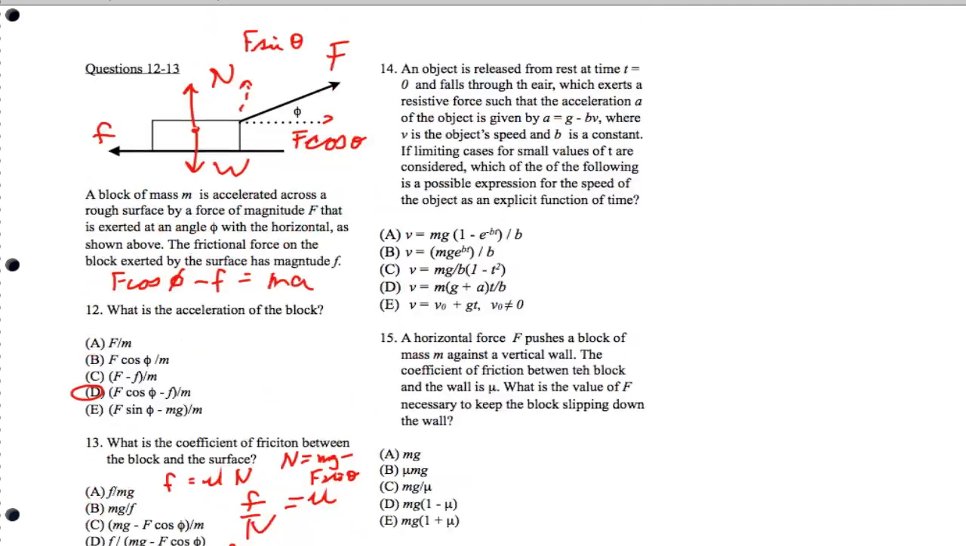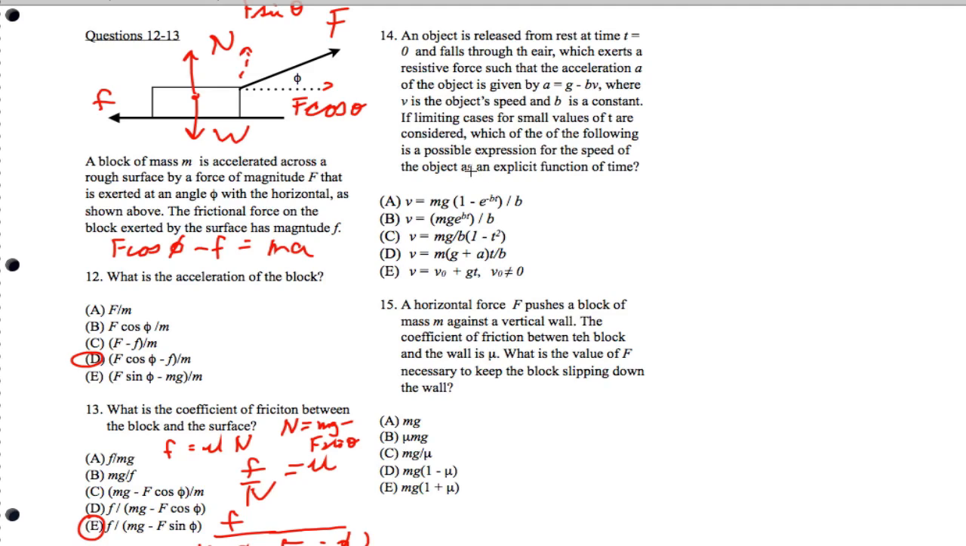Excellent. Now, next one. An object's released from rest. We got some air resistance. So it'd be a good idea to start memorizing this formula here, since you've solved for it a zillion times. Here's another one. You push on a block, and let me just move this over, just in case. Push on a block with force F. We got friction. We got weight.